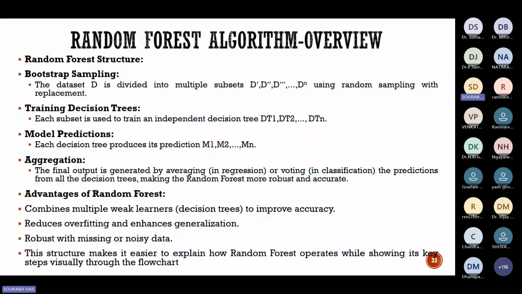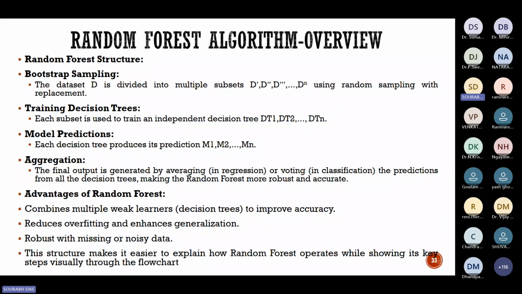So what are the advantages of the random forest algorithm? It combines multiple weak learners, meaning decision trees, to improve the accuracy level. It reduces overfitting. Why? Because it averages all the outputs of the decision trees. So overfitting can be reduced by this method, and it enhances generalization. It is also robust with missing or noisy data, as we have done the pre-processing.